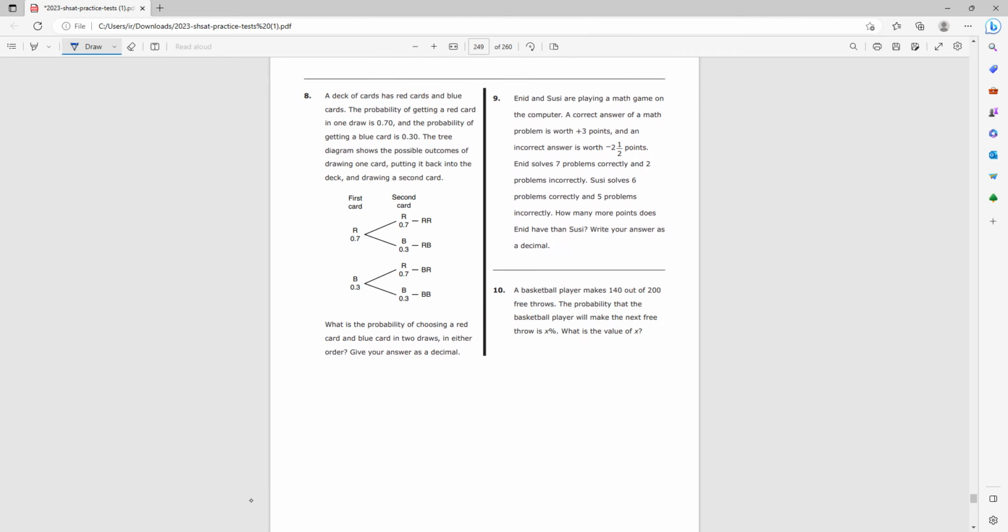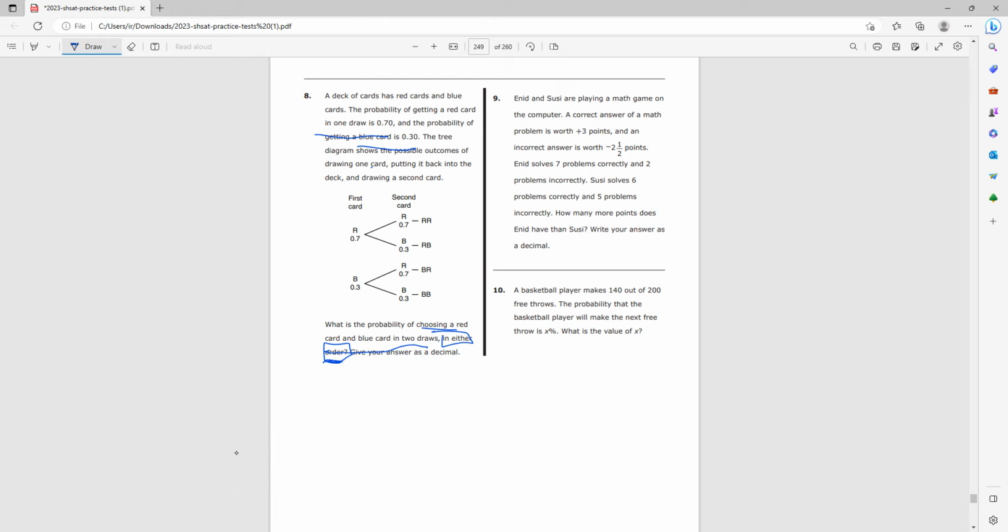So moving on to number 8, it says that a deck of cards has red cards and blue cards. The probability of getting a red card in one draw is 0.7. The probability of getting a blue card is 0.3. The tree diagram shows the possible outcomes of drawing one card, putting it back into the deck, and drawing a second card. What is the probability of choosing a red card and a blue card in 2 draws in either order? That's crucial.